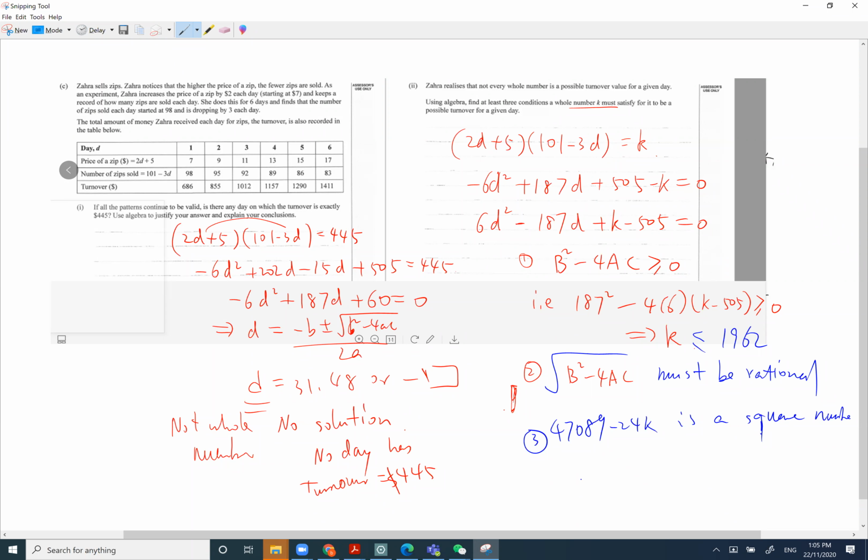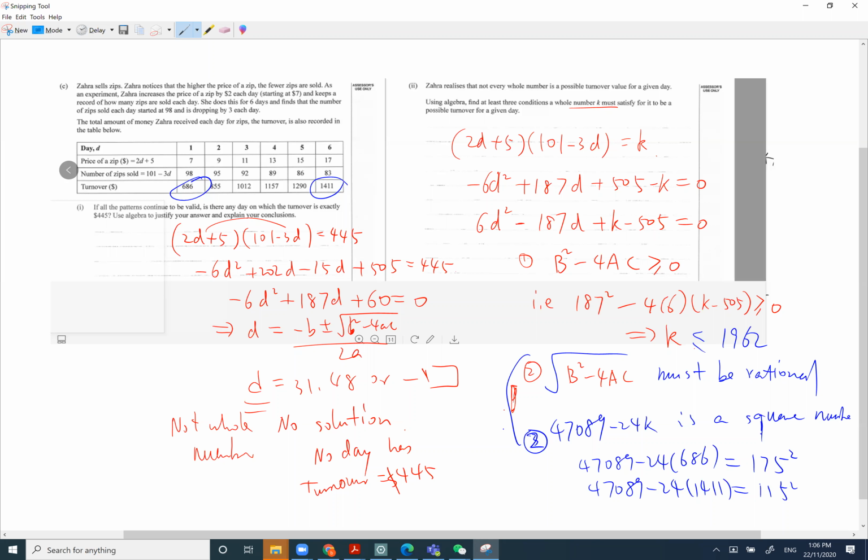Let's double check if it's a square number. For example, 47089 minus 24 times 680. Check if it's a square number. Oh yeah, it is. If we double check one more, 1411, square root, yes, this is 115 squared. It's a square number. So we can say this is the second condition. These two are the same.